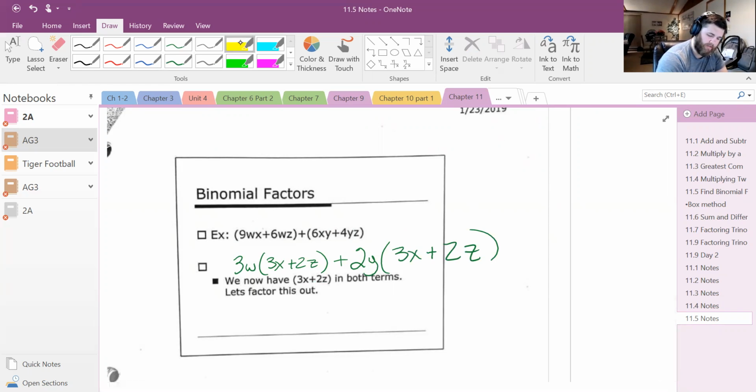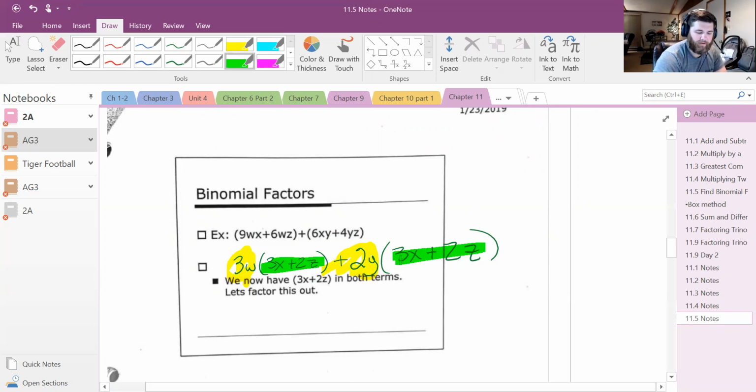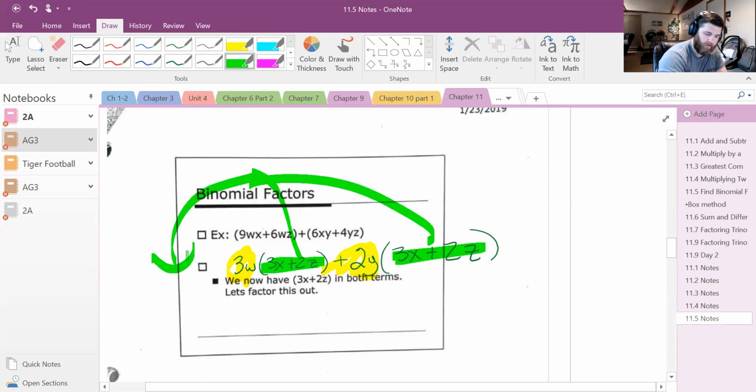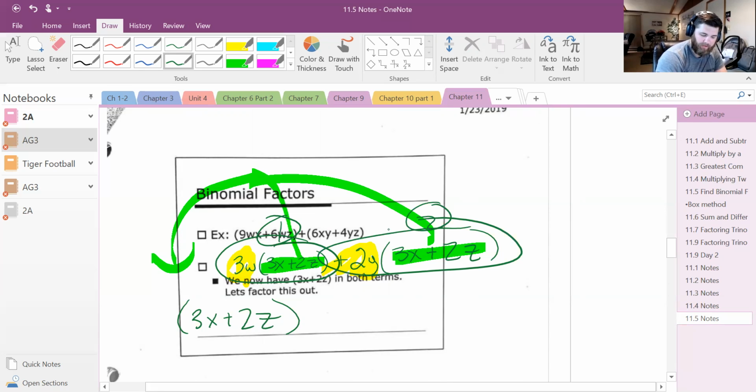Okay, so now here's the factors. Here's going to be the first binomial, and here's going to be the second binomial. So now we take this green and we pull it out and put it in front. So watch. So we have 3x plus 2z factored out of both of these terms. Like here's one term, one whole term here. Here's term number 2, one whole term. We factor out 3x plus 2z, and we're left with 3w plus 2y. That's factor by grouping. It's pretty simple.